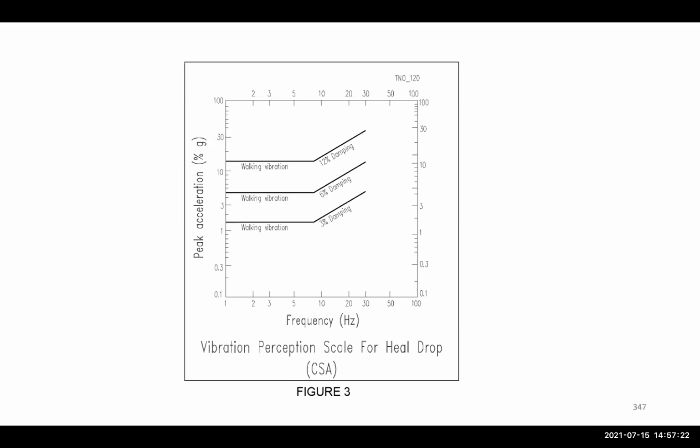So here we have the figure from the Canadian code that shows the peak acceleration versus the frequency, for different damping ratios: 3%, 6%, 12%. Okay, so we need to calculate this peak acceleration, and for the frequency that we also calculate, we can see where we are with these criteria. Okay, and we will see how we calculate both.